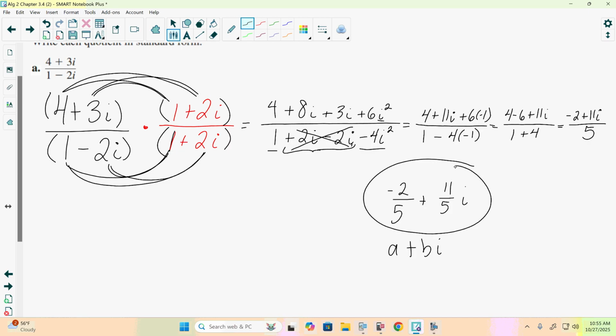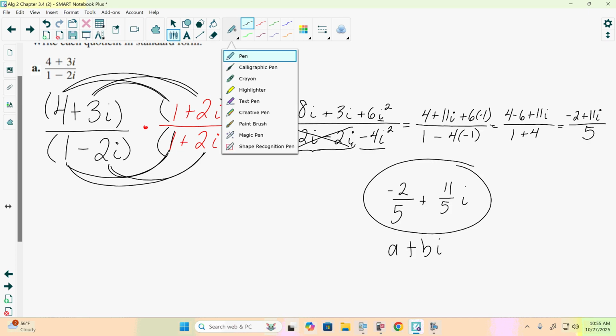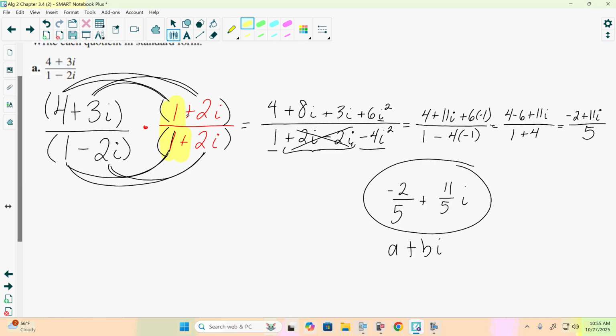Now part of the reason this works is because multiplying by the conjugate will remove the i term, giving us a single number. But also multiplying the fraction by 1 plus 2i over 1 plus 2i, this is just a fancy version of 1. Anything divided by itself is 1. Questions on this here?